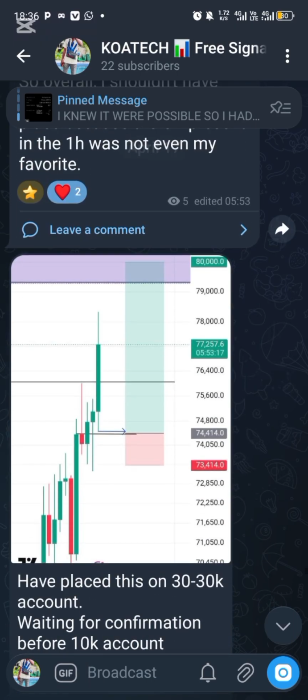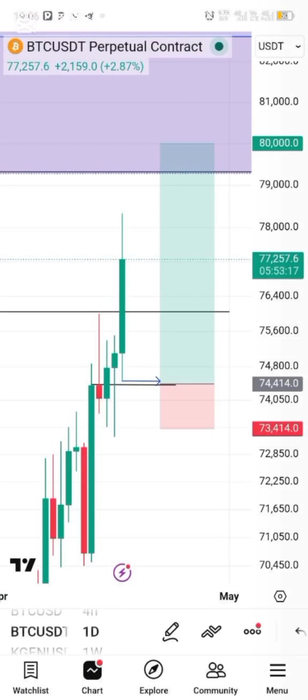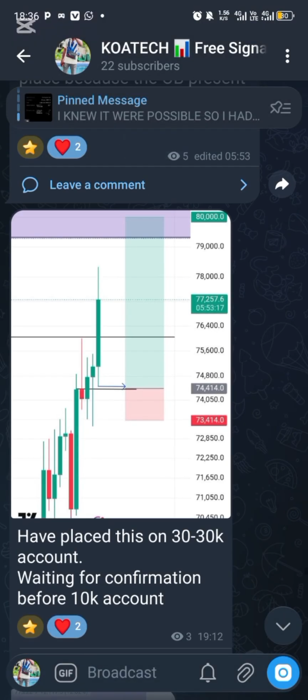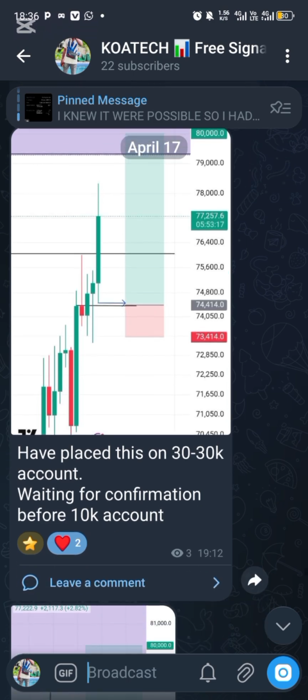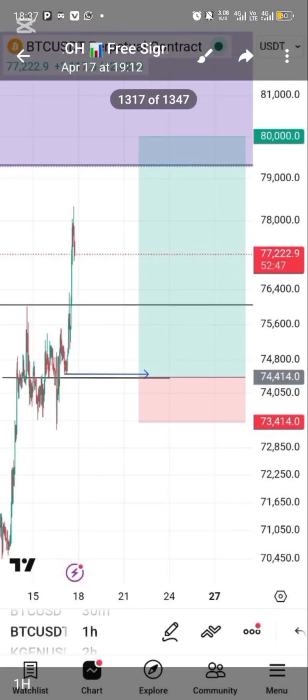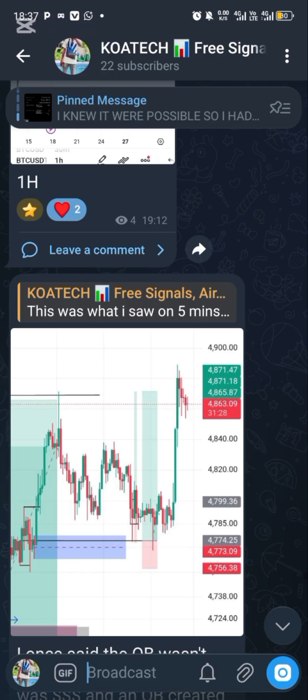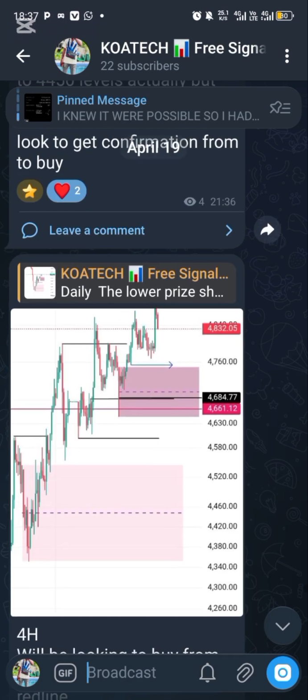Now I saw this trade on the daily, I got it from the daily. I said I have placed this on 30, okay, and waiting for confirmation on 10k accounts. I had to wait for confirmation on this 10k account. And look at the 1 hour. The 1 hour gave me more confidence that this was going to hold. Now this was when I got the confirmation here.